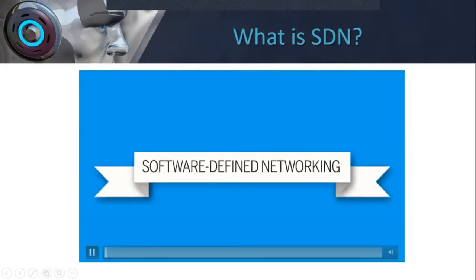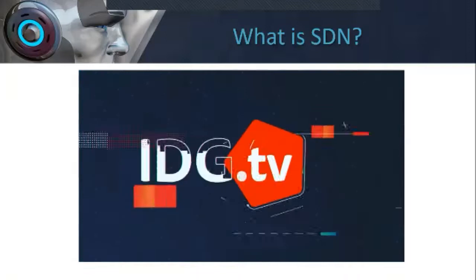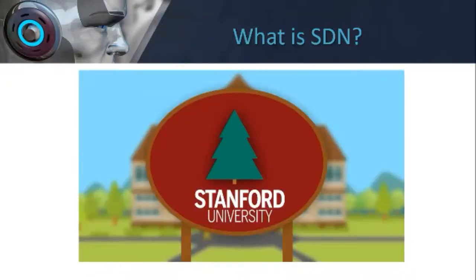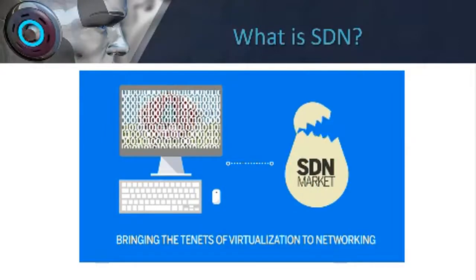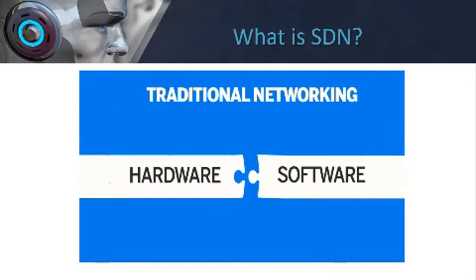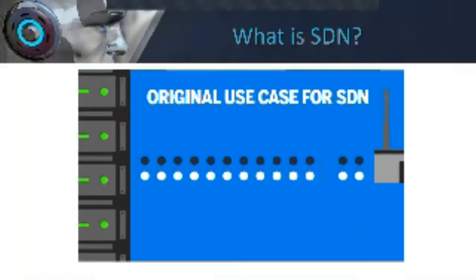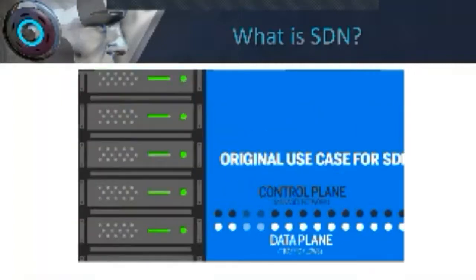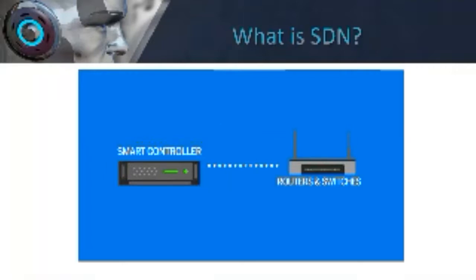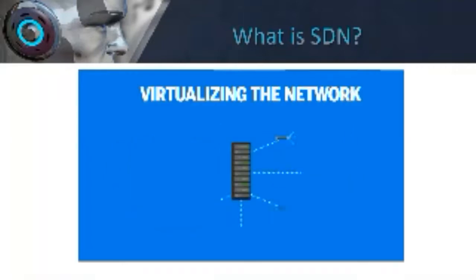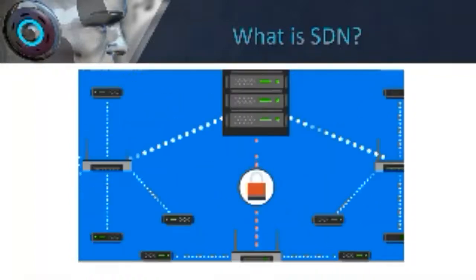In recent years, software-defined networking, or SDN, has emerged as the next big thing in the networking industry. Given all the hype, where are we now? Researchers at Stanford are credited with creating the idea of bringing the tenets of virtualization to networking, and thus creating the software-defined networking market. Traditional networking uses integrated hardware and software to direct traffic across a series of routers and switches. The original use case for SDN was to virtualize the network by separating the control plane that manages the network from the data plane where traffic flows. There is a smart controller running specialized software that manages all network traffic in the data center and a series of routers and switches that forward packets of traffic. Virtualizing the network comes with advantages. Networks can be spun up and down dynamically, they can be fine-tuned for specific application use cases, and security policies can be installed on each individual network.